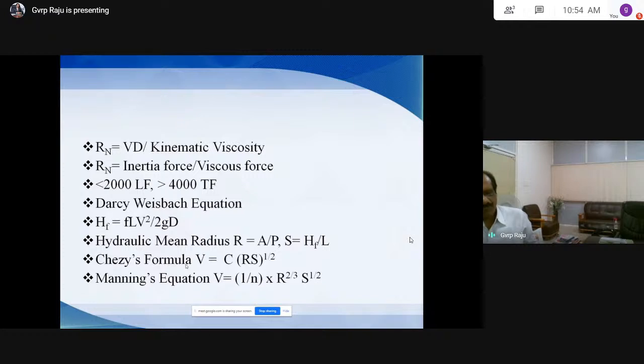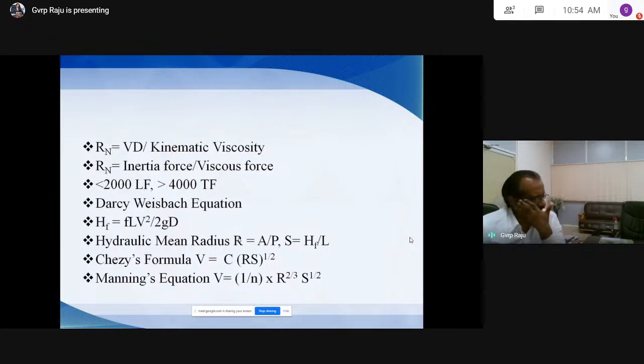In Chezy's formula, V is the velocity here. The capital V always represents velocity, and C is Chezy's constant, which is between 50 and 60. R is the hydraulic mean radius, which is equal to A by P. We will learn more about hydraulic mean radius in water resource engineering, but meanwhile, hydraulic mean radius means A by P, where A is the area of cross section and P is the perimeter.